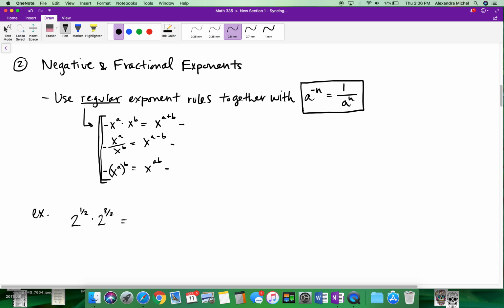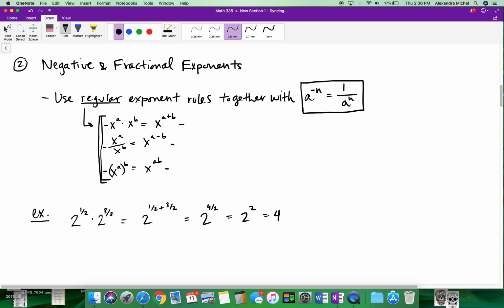Okay, so here's just a simple example with fractional exponents. We have 2 to the 1/2 times 2 to the 3/2. So by that first rule, we're just going to have 2 to the 1/2 plus 3/2. So we'll have 2 to the 4/2, which is 2 squared, which is 4.